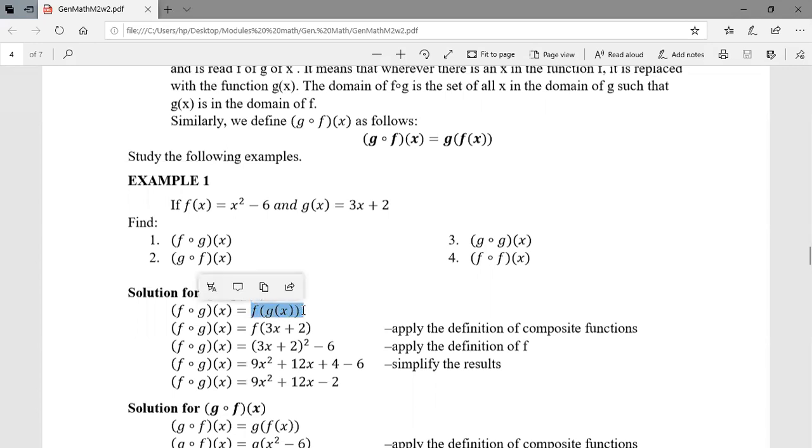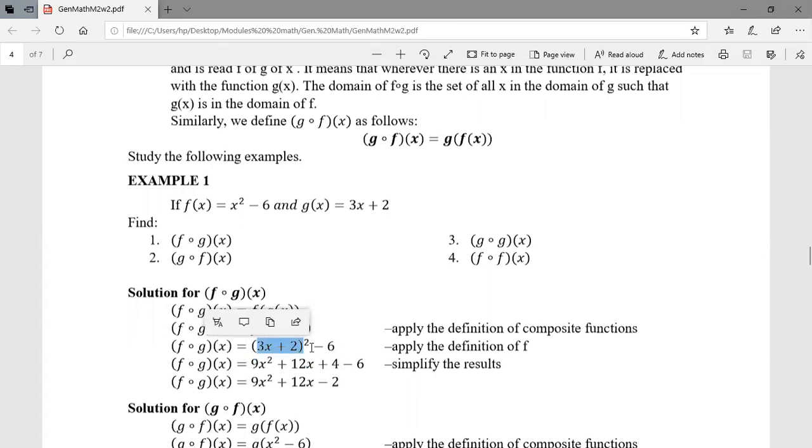So, f of g of x: substitute the value of g of x, which is 3x plus 2. So 3x plus 2 raised to the power of 2 minus 6. Okay.